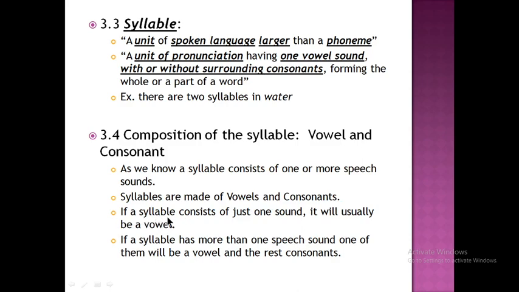If a syllable consists of just one sound, it is usually a vowel. But if a syllable has more than one speech sound, one of them will be a vowel and the rest will be consonants. Is it clear? This is just the composition of syllable, the mixture of vowel and consonants.